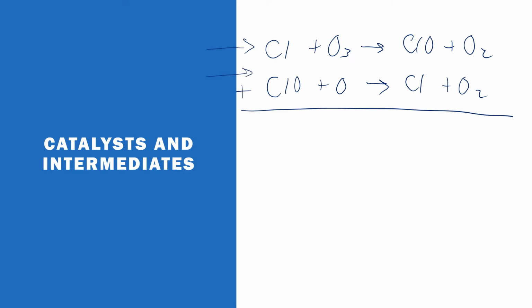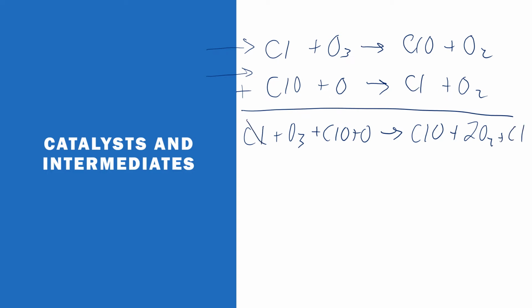When you add them together, you want to put all of the reactants on one side, and then all of the products on one side. I can combine those two oxygen molecules. And then anything that is the same on both sides will cancel out. So in this case, it's the chlorine and the ClO. So my overall reaction is ozone plus oxygen yields 2O2. So we have two things here that are canceling out.